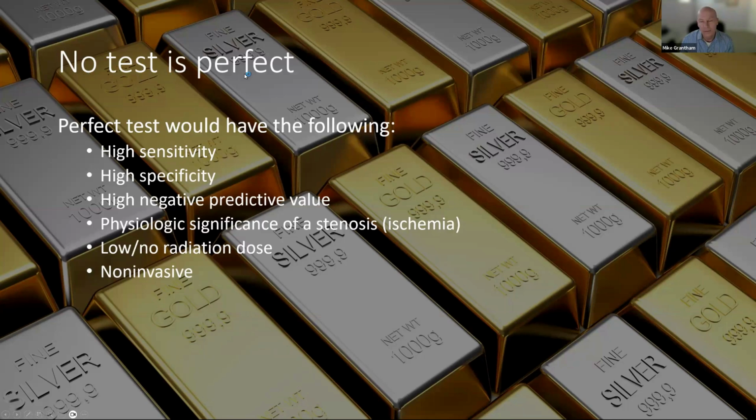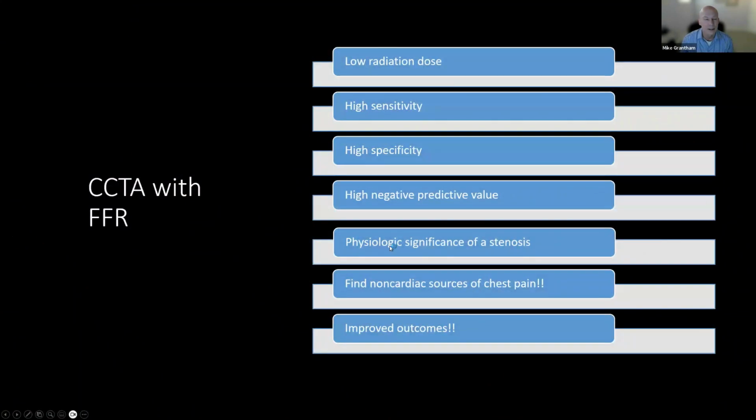With that being said, there is no perfect test, but if there was a perfect test, what would it look like? It would have high sensitivity, high specificity, a high negative predictive value. It would tell you whether there's ischemia or not, just the supply side of the equation. And it would have very little radiation dose or no radiation dose and be non-invasive. And coronary CTA, at least with FFR, checks all those boxes. And it has the benefits of being able to find non-cardiac sources of chest pain that would be missed with other imaging techniques, and improved outcomes compared to traditional testing.